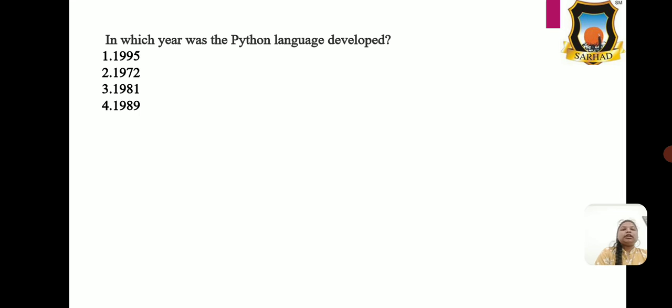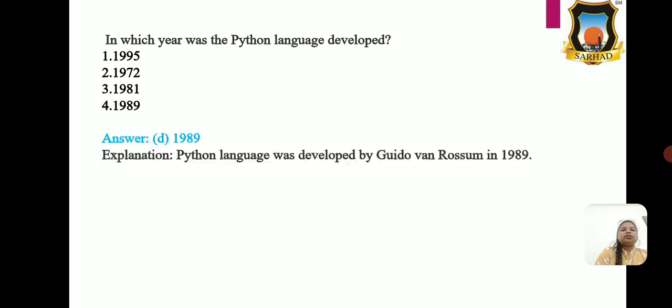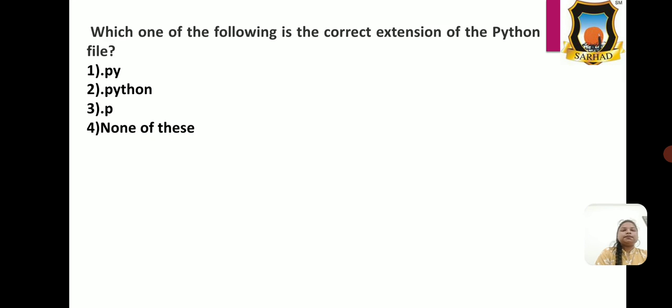Next MCQ. In which year was the Python language developed? The options are 1995, 1972, 1981 and 1989. The correct option is option D, that is 1989. The Python language was developed by Guido van Rossum in 1989.